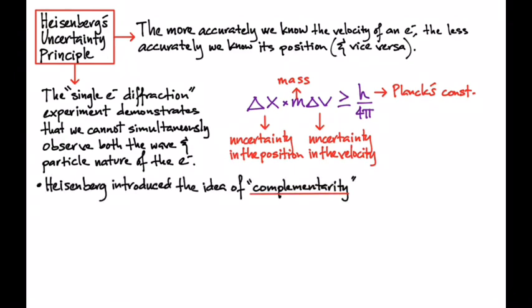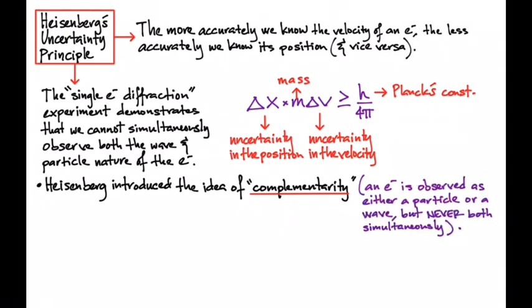And this is basically when Heisenberg introduced the idea of what they call complementarity, which means that an electron is observed as either a particle or a wave, but never both at the same time. So if you want to test whether an electron is behaving like a wave, then you won't be able to determine that it's behaving as a particle at the same time. Or if you want to test whether an electron is behaving like a particle, then you won't be able to see the wave-like characteristics of the electron.